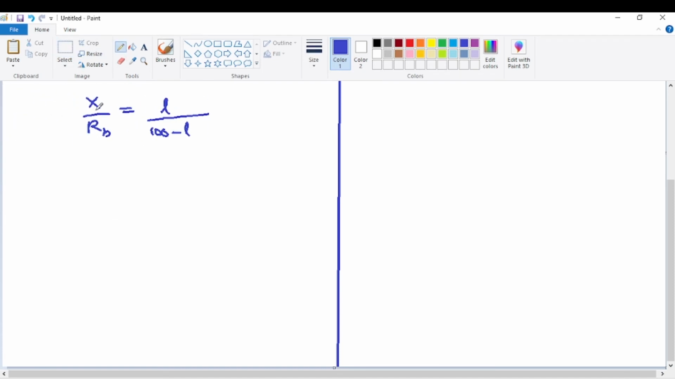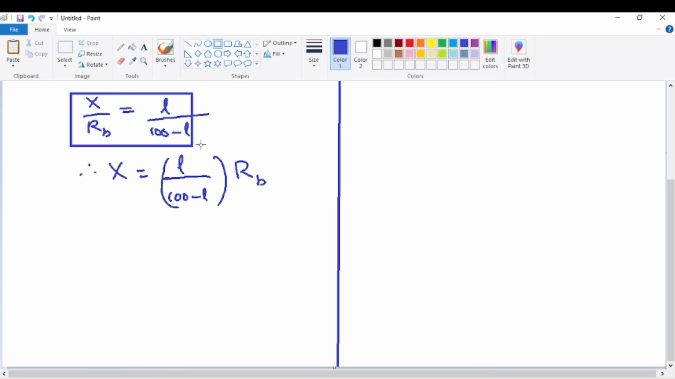So for the next step we require the unknown resistance X. Take RB to the other side. Therefore, X will be L divided by (100 minus L) into RB. Substituting the balancing length L, say whether it's 40 centimeters or 30 centimeters, and substituting the known resistance value RB of the resistance box, and doing the calculation, we'll get the unknown resistance. So that's the formula. The best way to remember the final equation is this only.